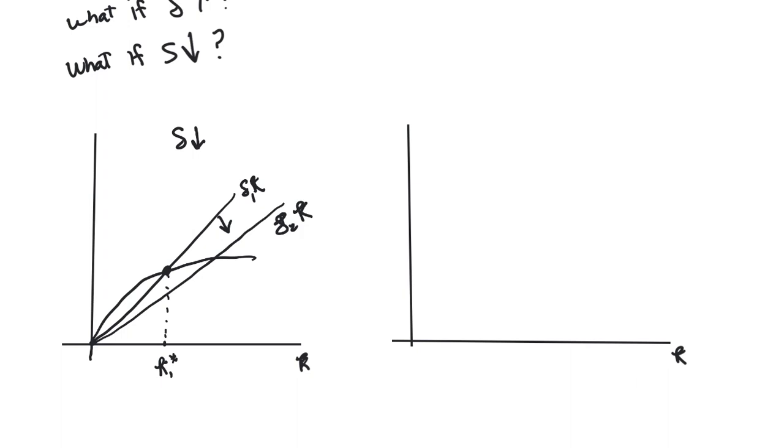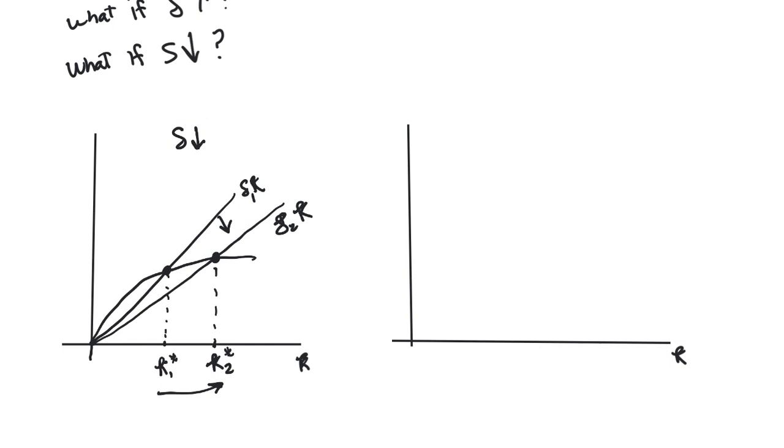So delta 2 is less than delta 1, so that depreciation line rotates down. So then we have a new equilibrium. Let's call that k2 star. So ultimately, what happens if depreciation goes down? Well, we're going to end up with a higher level of capital per worker in equilibrium. And then remember, that filters into those other things: higher output per worker, higher consumption per worker, etc. So if depreciation goes down, that's a good thing for the standard of living.